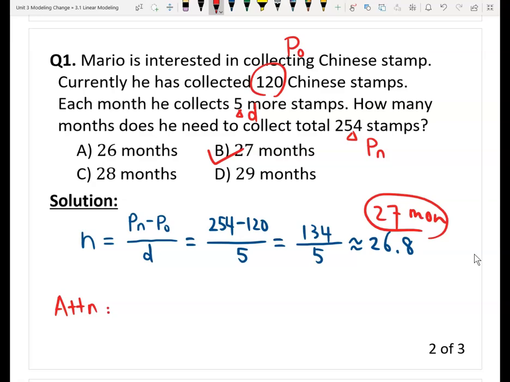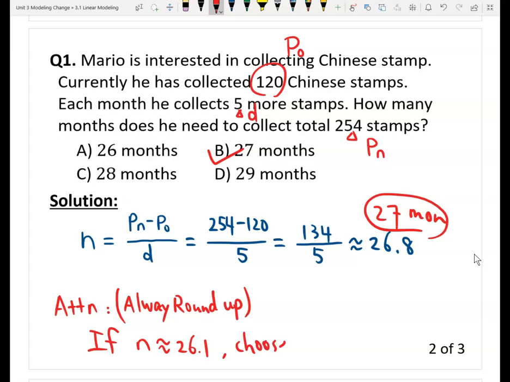However, if we do normal rounding for 26.1, we should round down, right? However, this type of question is very special. We have to always round up. Let me write here. We always round up. What does it mean? For example, if we get n is around 26.1 months, we still need to choose 27 months.